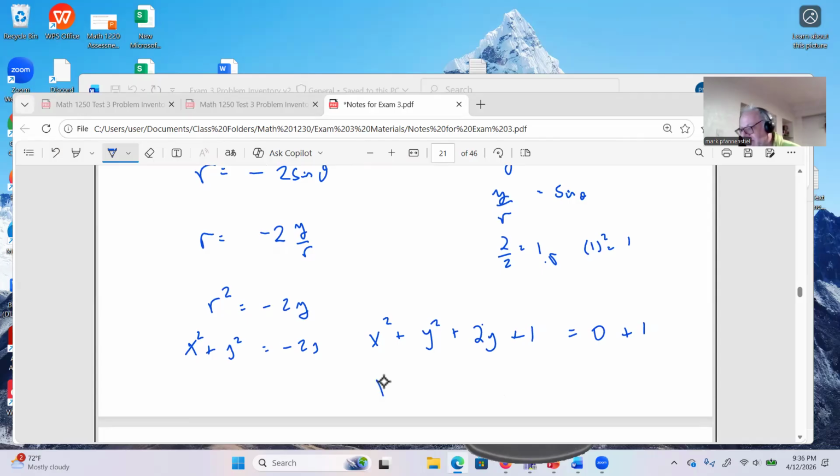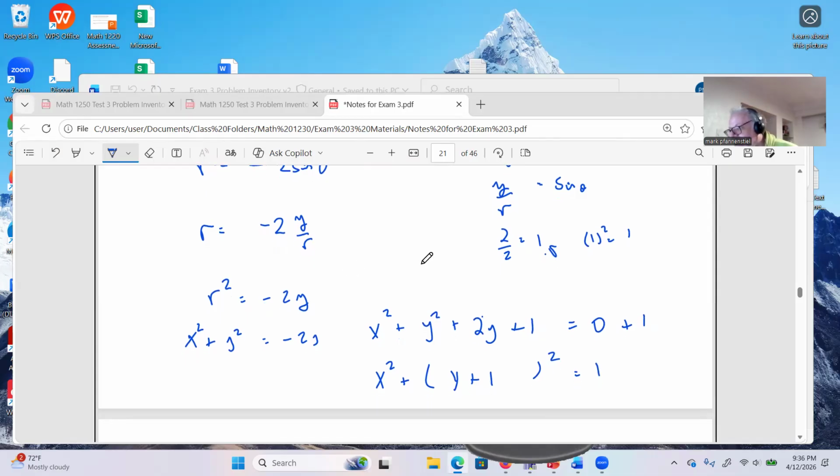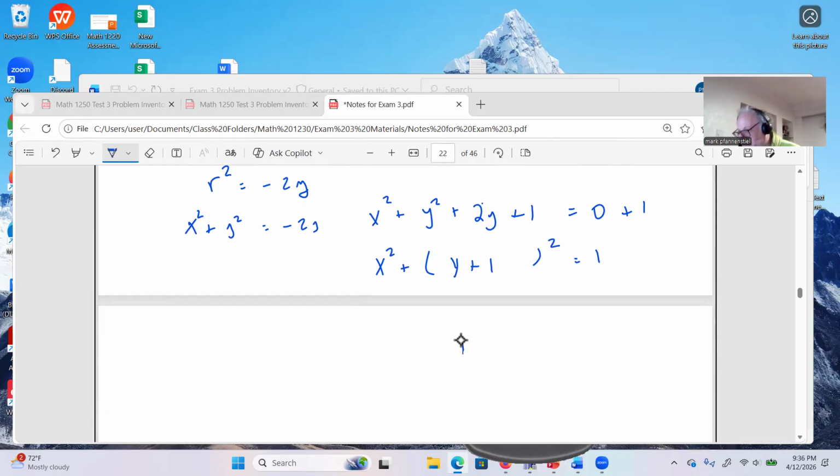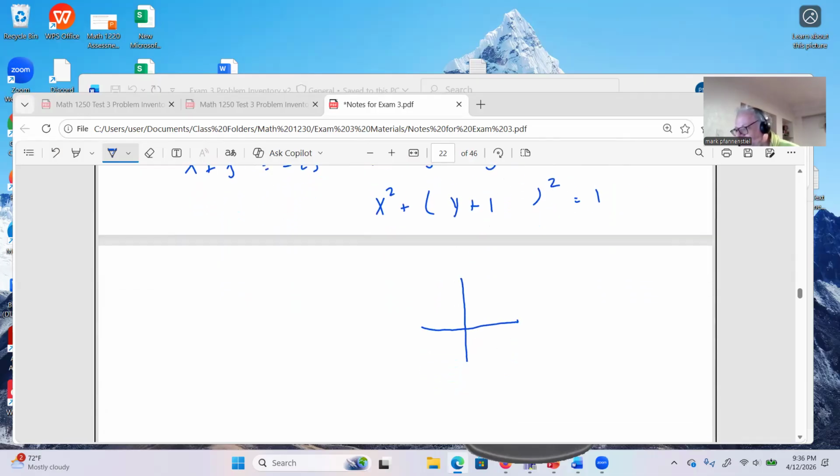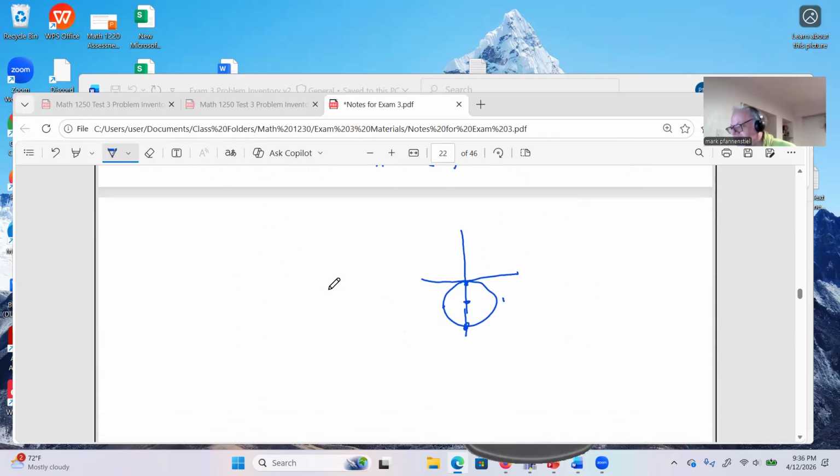All right. So here we have x squared plus, this is a perfect square trinomial, y plus 1 squared is equal to 1. This is a circle with radius 1 centered at (0, negative 1). So we're going to go up here, down here, over 1, over 1, and hopefully that'll be a little smaller for me to draw. Again, pretend that's round, but this is what the graph would look like for my function r is equal to negative 2 sine theta.